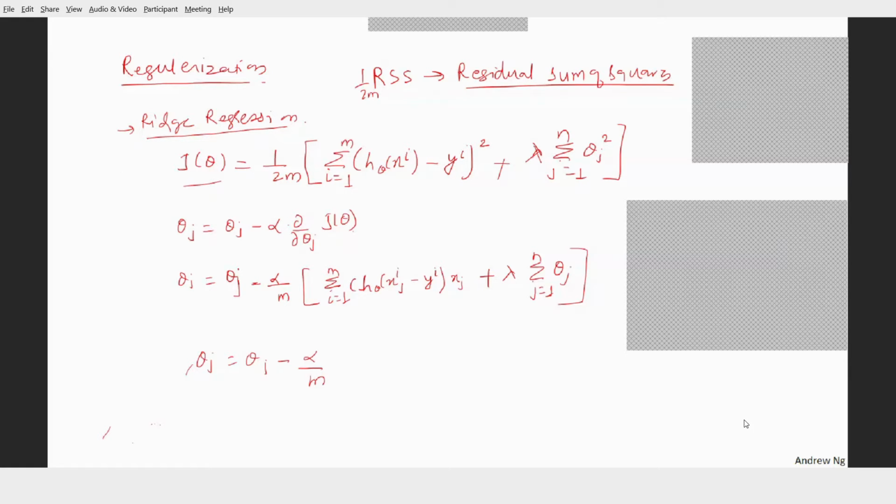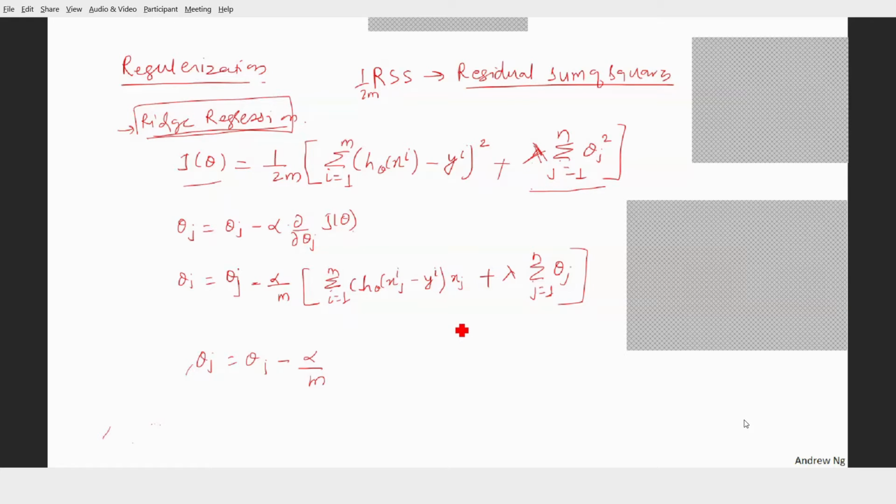The objective function is modified for this term to be added, and this type of regression is also termed ridge regression. So now your J(theta) is modified as 1 upon 2m, summation of i equals 1 to m, (h theta x i minus y i) squared. Up to this it is the same. The only thing we are doing is adding a term: lambda times the summation of j equals 1 to n of theta j squared.